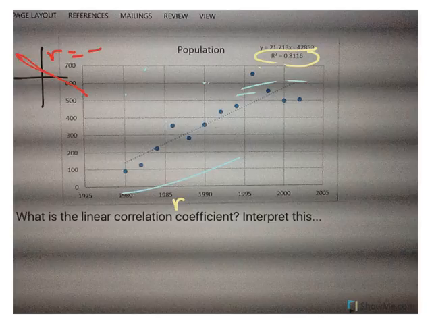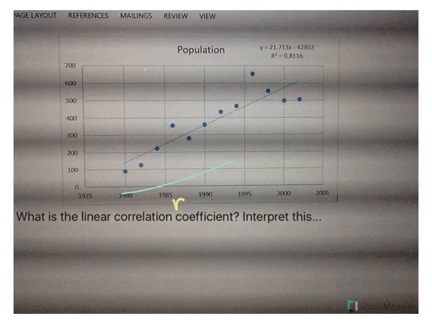So you do have to pay attention to the slope of your line. If your slope is positive, your linear correlation coefficient is going to be positive. If your slope is negative, your linear correlation coefficient is going to be negative.